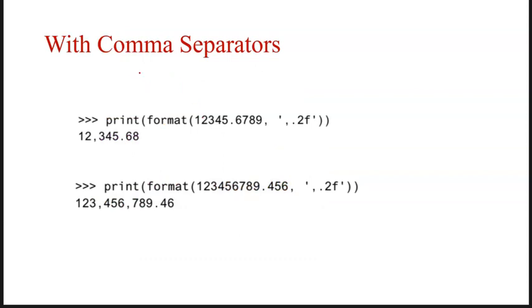Sometimes when you're printing out, let's say, a salary statement or a payslip, you want your numbers to look presentable. We typically add commas, so you can do that also. If you add a comma before the decimal place, you'll see that Python is going to add commas to your number.